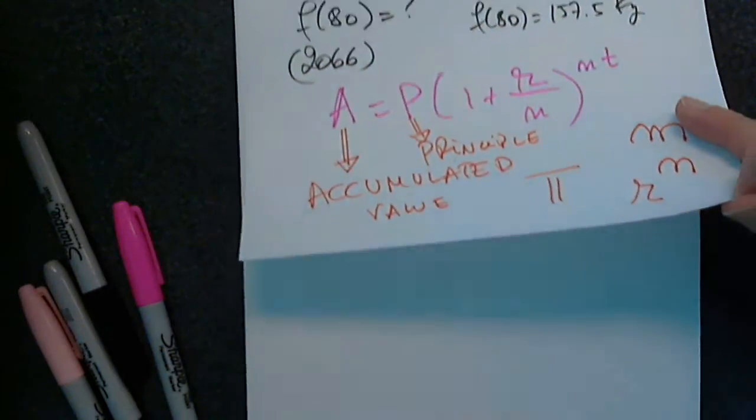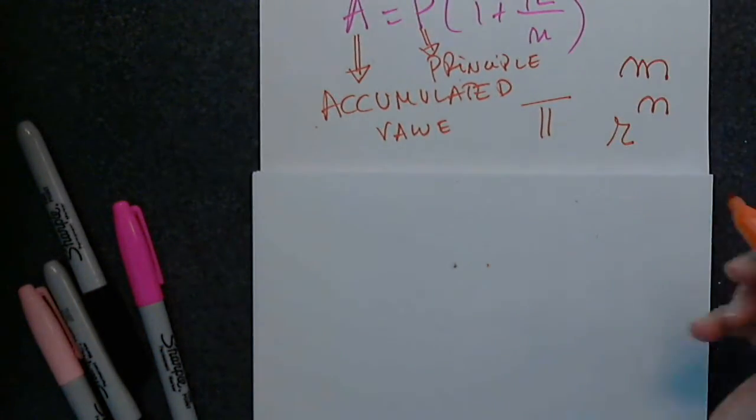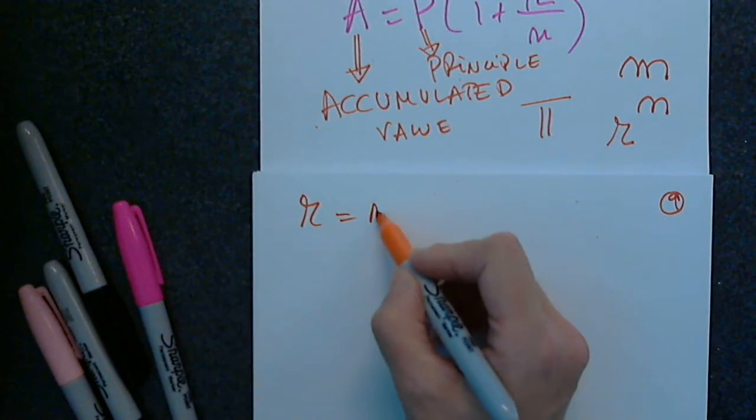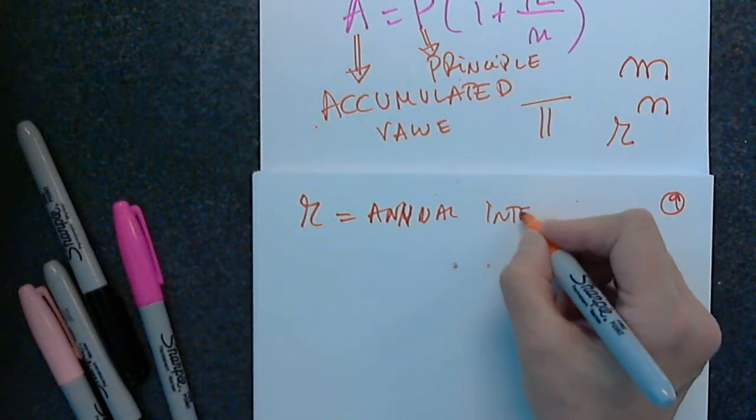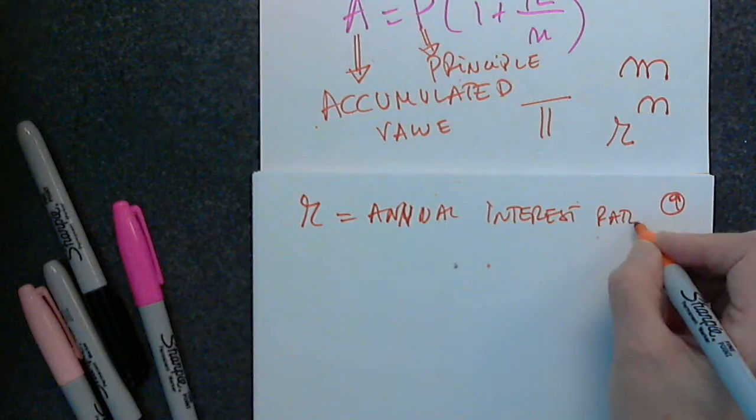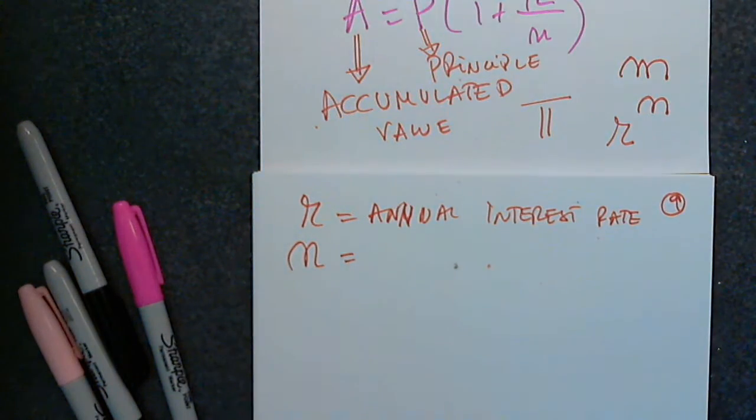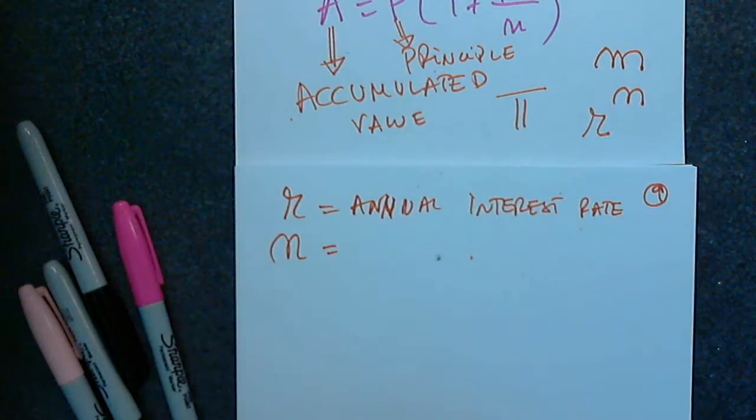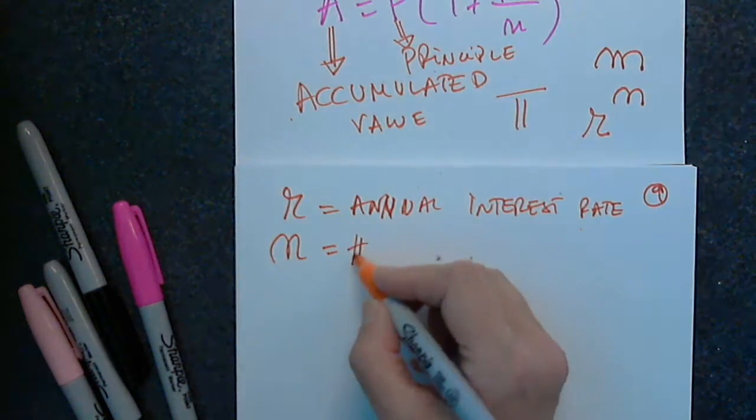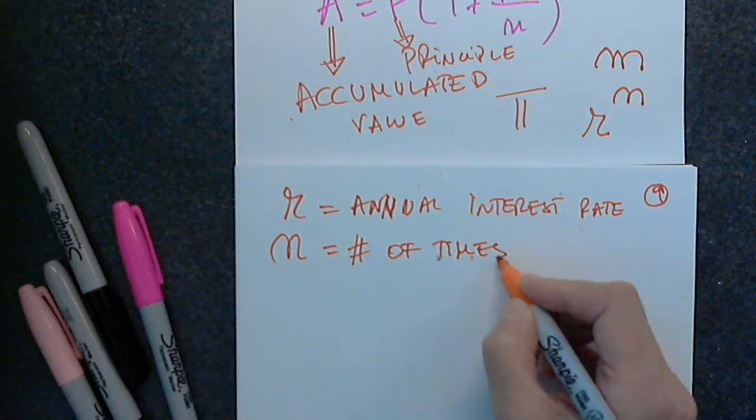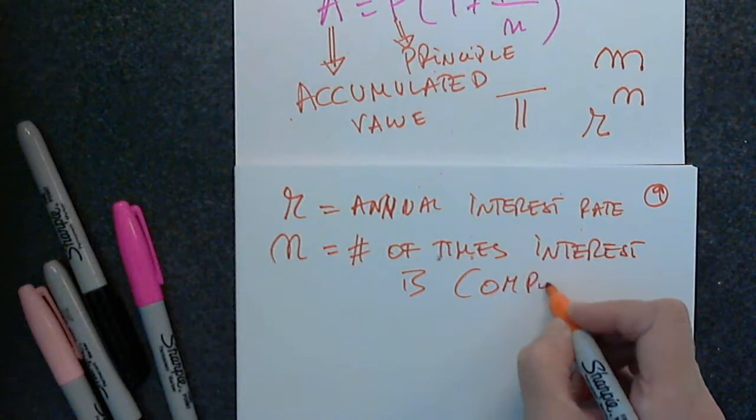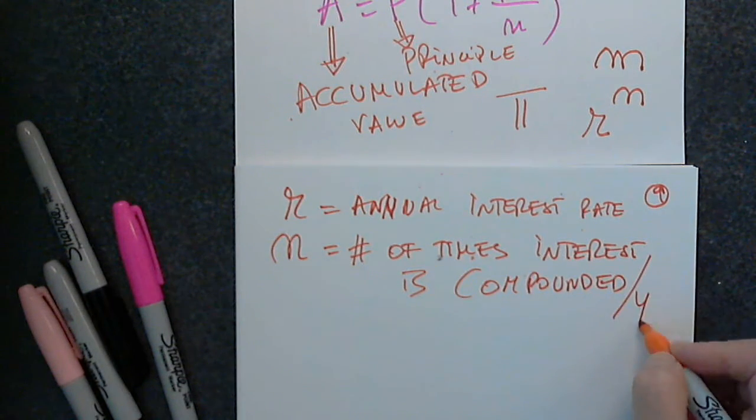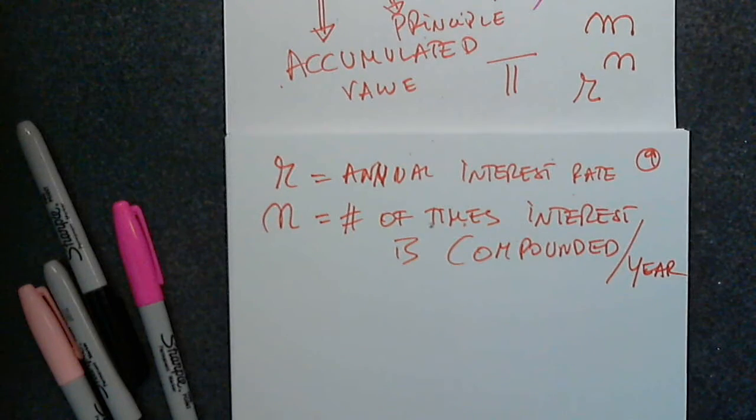Lowercase r is the annual interest rate. Lowercase n is the number of times the interest is recalculated. We say compounded. Number of times interest is compounded per year. And t, lowercase t, is time in years.